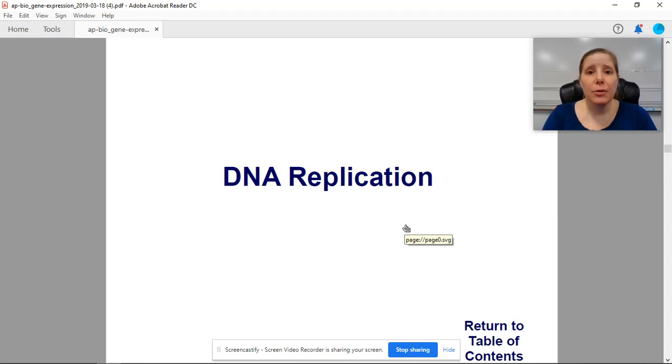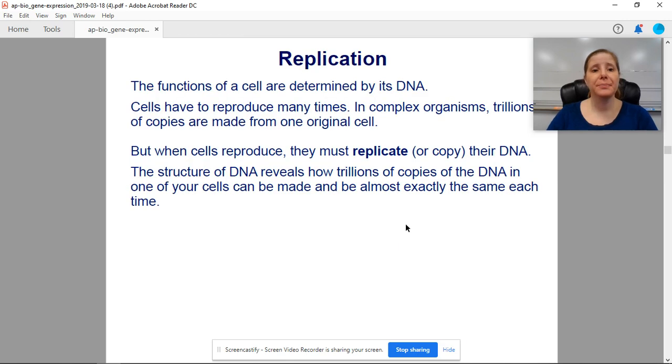Okay, guys, so we are going to move on to DNA replication and how DNA makes more of itself. The functions of a cell are determined by its DNA, and cells have to reproduce many times in complex organisms, making trillions of copies from one original cell. But when the cells reproduce, they must replicate or copy their DNA. The structure of DNA reveals how trillions of copies of DNA in one of your cells can be made and be almost exactly the same every time.